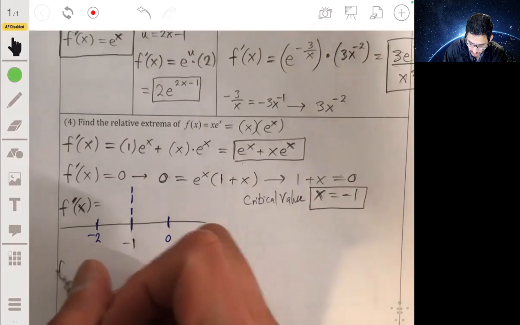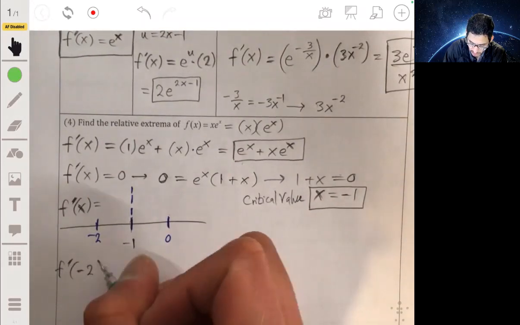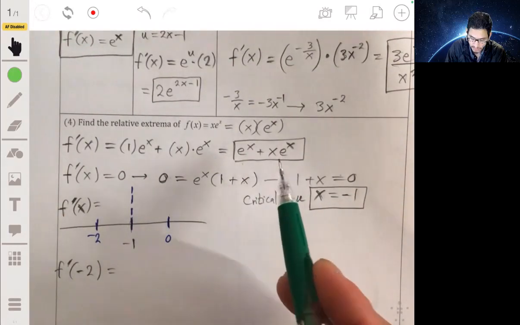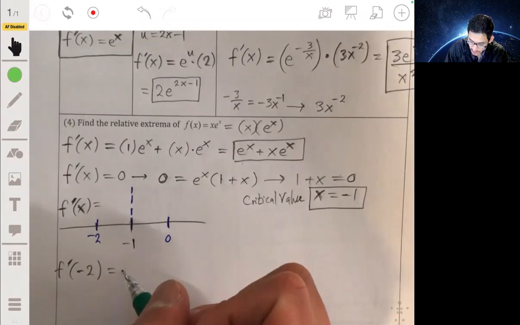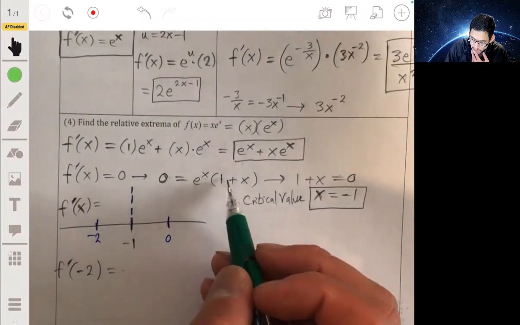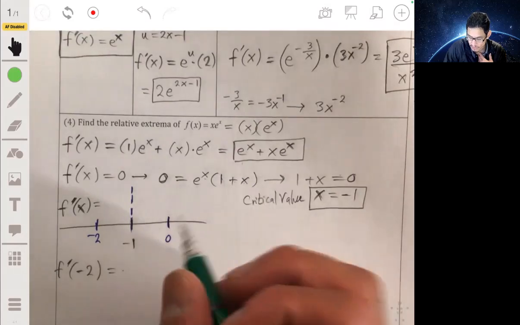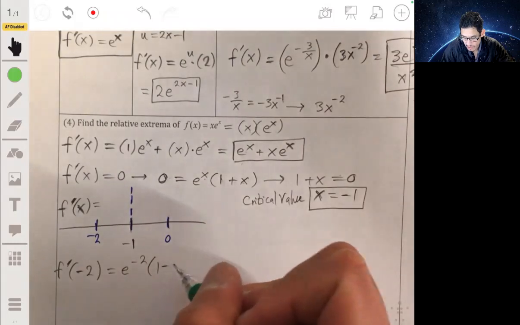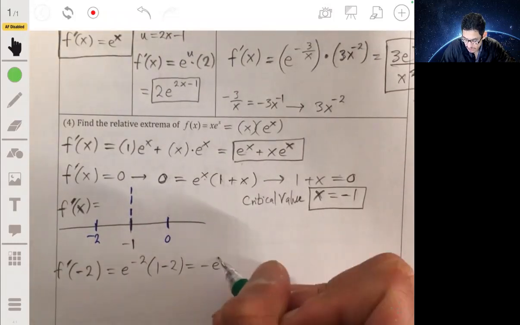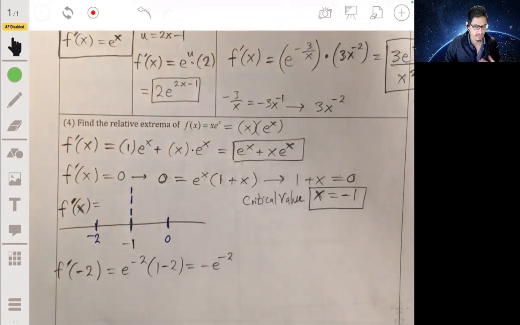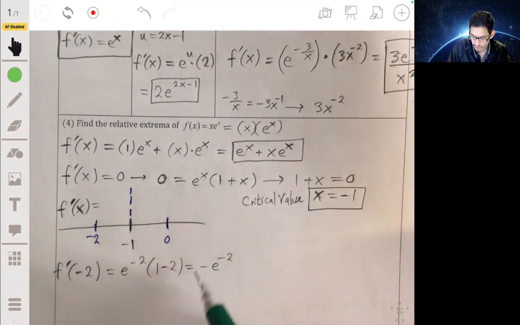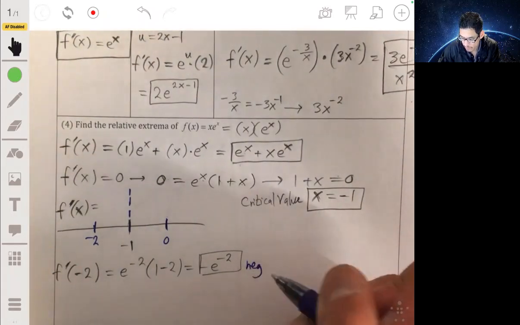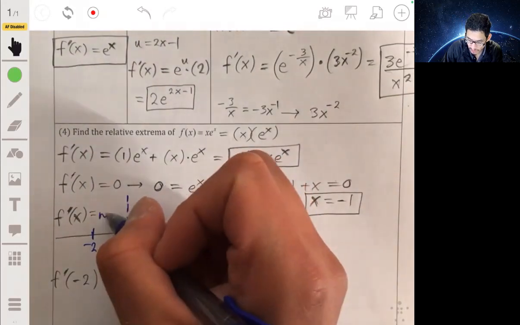So f prime of -2. Remember, we only care about the sign. F prime of -2, we plug it into here. We'll have e to the -2 times (1 plus -2), or 1 minus 2. So we have -e to the -2. So then we have a negative number here. So here it's negative.